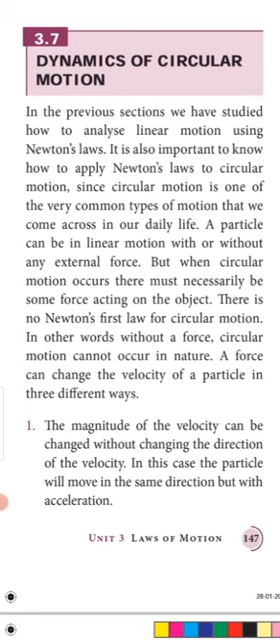Next, the magnitude is the same, but the direction is changing. It changes the direction, but it covers the same distance. This continuous motion is a uniform circular motion. And the third one, both change: the magnitude also changes, and the direction also changes. This possibility is known as non-uniform circular motion.